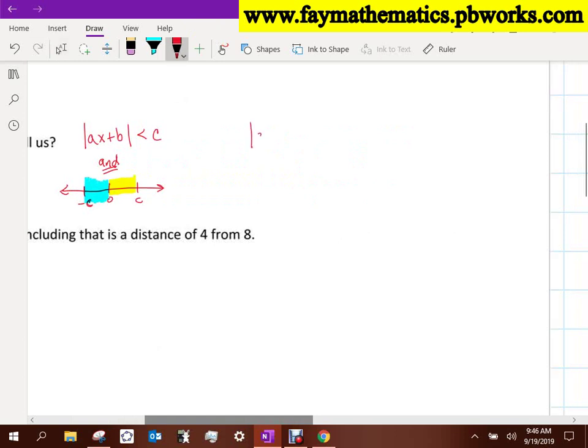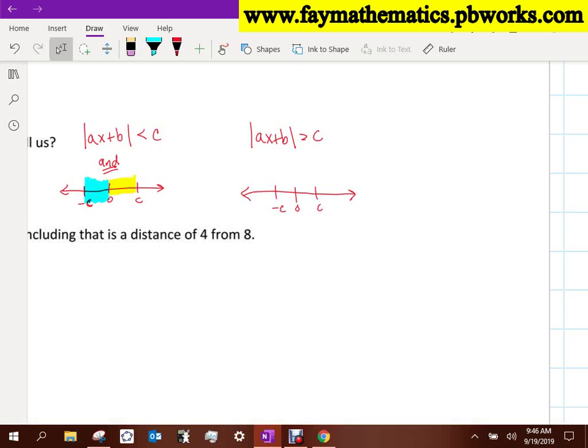Now, if I say AX plus B is greater than C, okay, there's 0, there's C, there's negative C. If I say the distance of that object AX plus B is bigger than C, it's more than C units away from 0, wouldn't I be talking about those things there? Aren't those more than C units away from 0? What about these on the other side? Are those more than C units away from 0?